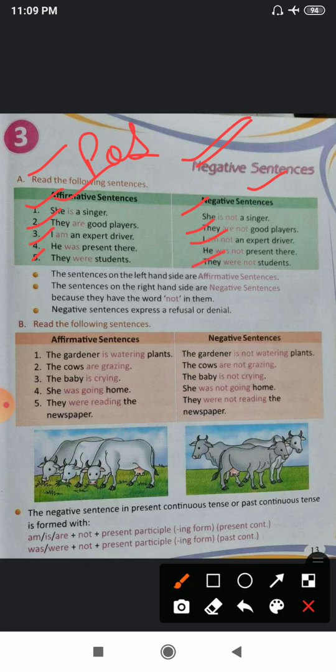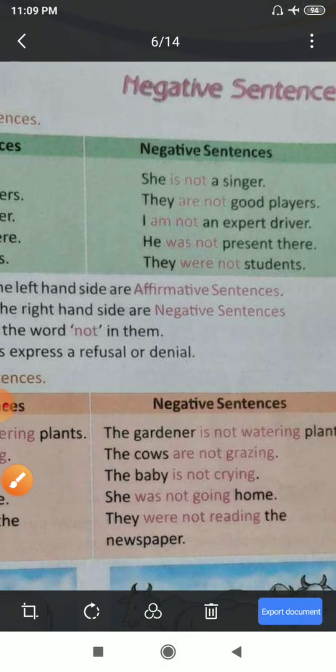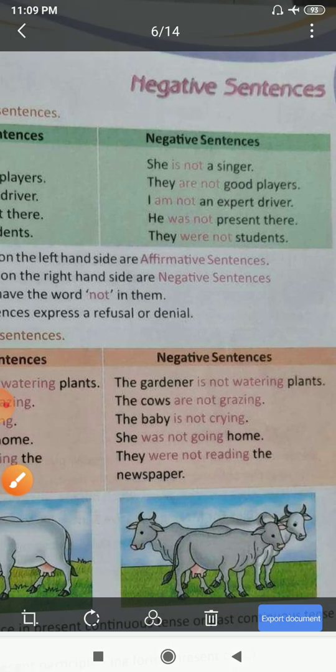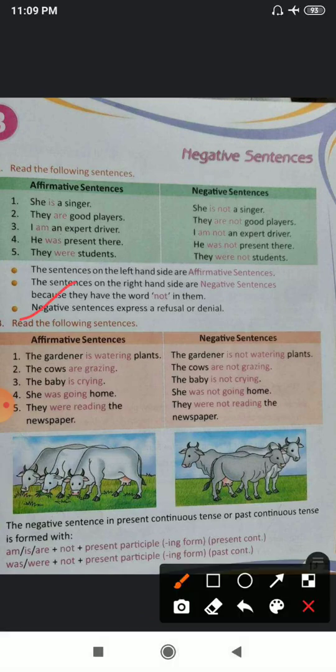So students, what you have noticed in these sentences is that the sentences on the left hand side are affirmative sentences, or you can say positive sentences, and the sentences on the right hand side are negative sentences because they have the word not in them. In each and every sentence not is there, so these are negative sentences, and a negative sentence expresses refusal or denial. Now read the following sentences: affirmative sentences, negative sentences.